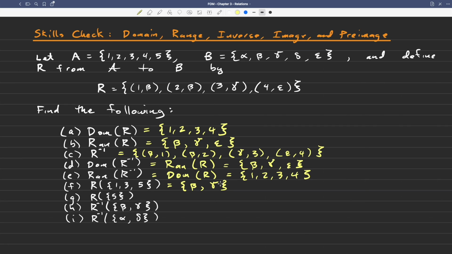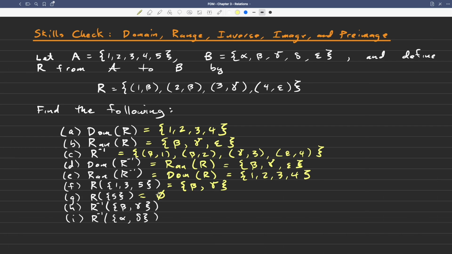How about what is R of the singleton {5}? Well, I look into the original relation and I ask myself, what's paired with 5? The answer is nothing. Nothing is paired with 5. And what's my set theoretical way of saying nothing? Well, that's your friend, the empty set. So R of the singleton {5} is the empty set.